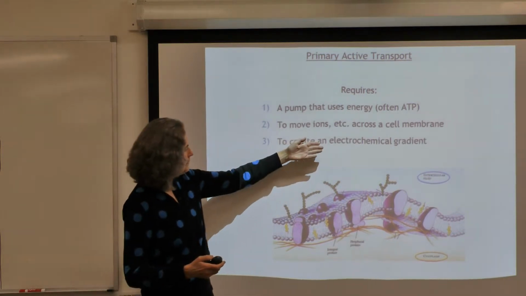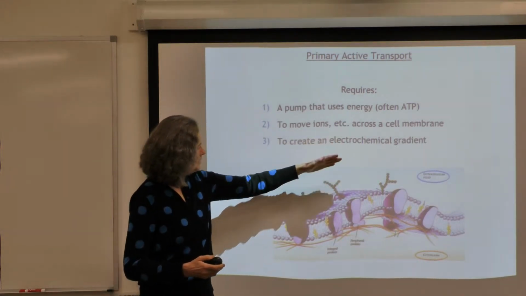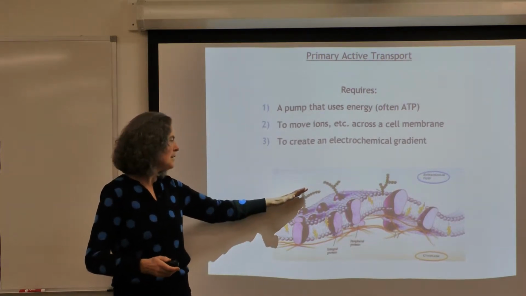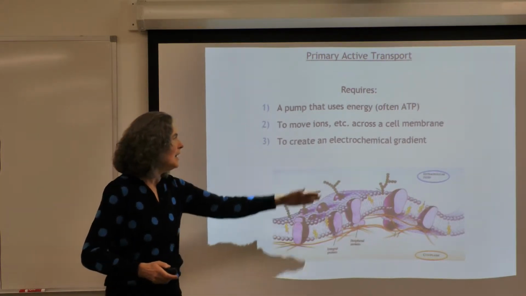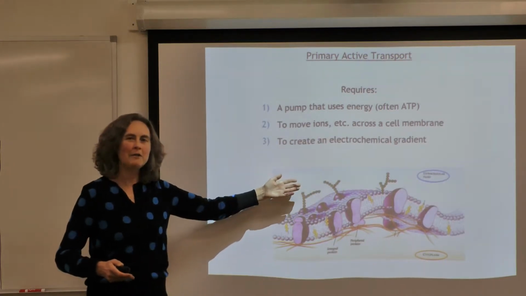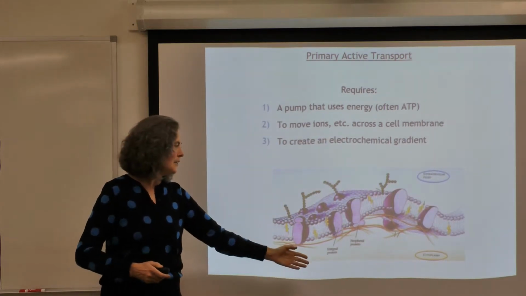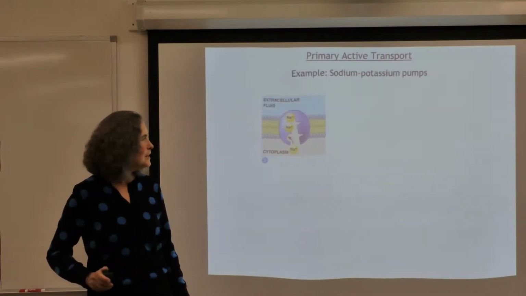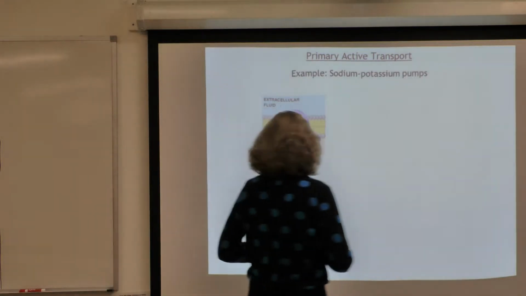Electrochemical, from the sound of it you can tell, the electric part is that you're building up a charge on one side of the membrane. Typically it's positive outside, negative inside. And then chemical, you're having more of one kind of ion on one side than the other, creating those concentration gradients. All right, so let's look at an example of how this works.